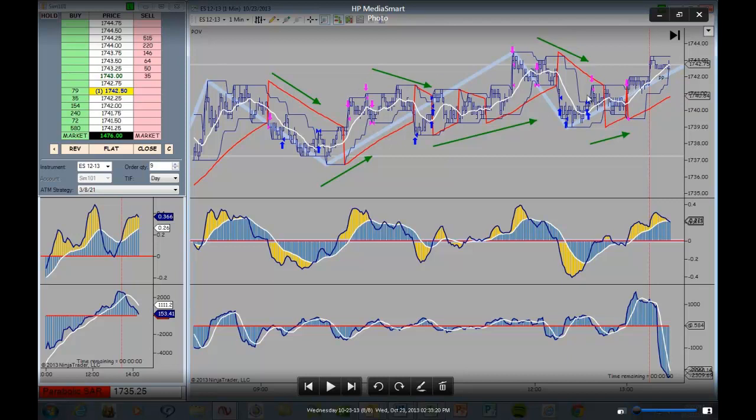And there you have it. So there were our 6 trades, $1,476, all done in real time, and net of all transaction costs.